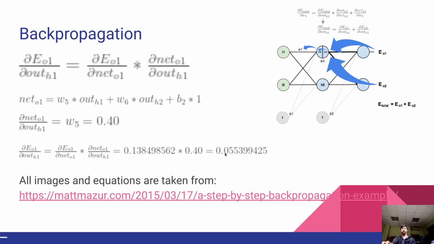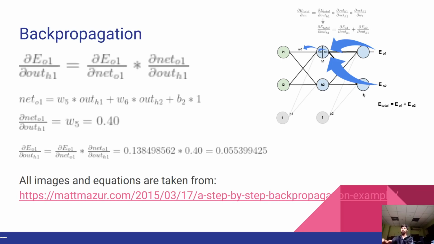So, we are getting 0.0553. Okay. So, this is the out O1 with respect to out H1. So, this one with respect to this one. So, we found a partial derivative of that. Okay. So, this is one part.